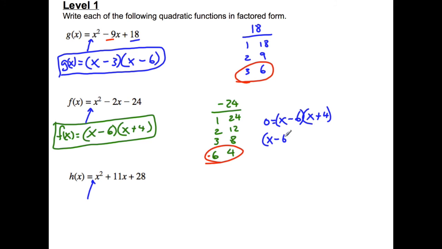x minus 6 equals 0, so x equals 6. And then for this one, x plus 4 equals 0. So I know that if I subtract 4 from both sides, I get x equals negative 4. So my zeros are (6, 0) and (negative 4, 0). Try this one out on your own.